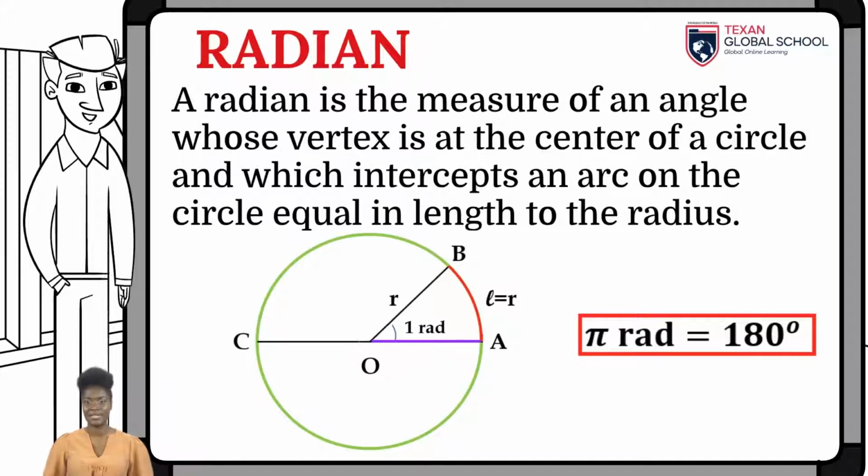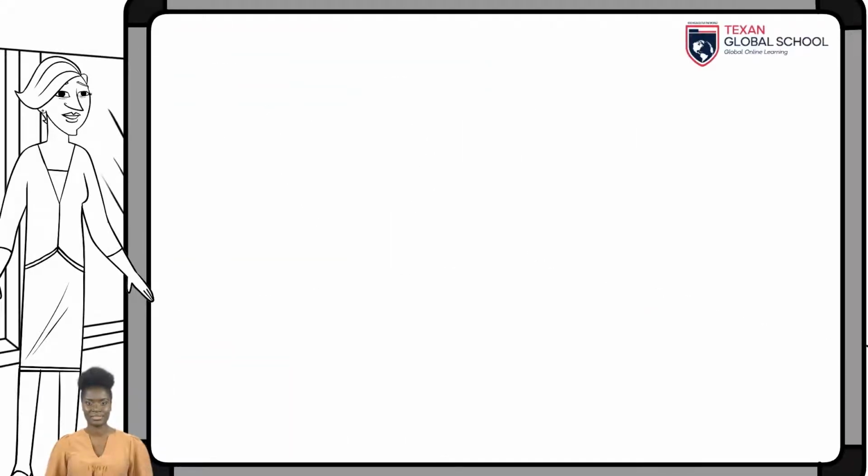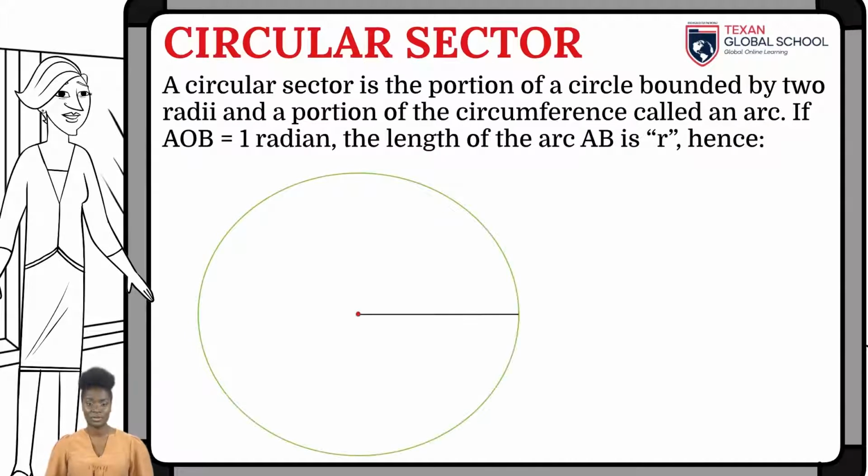Precisely, an application of the radian as an angular unit is the calculation of arc lengths. Therefore, a circular sector is the portion of a circle delimited by two radii and a portion of the circumference called arc. If AOB is equal to 1 radian, then the arc AB has length r.